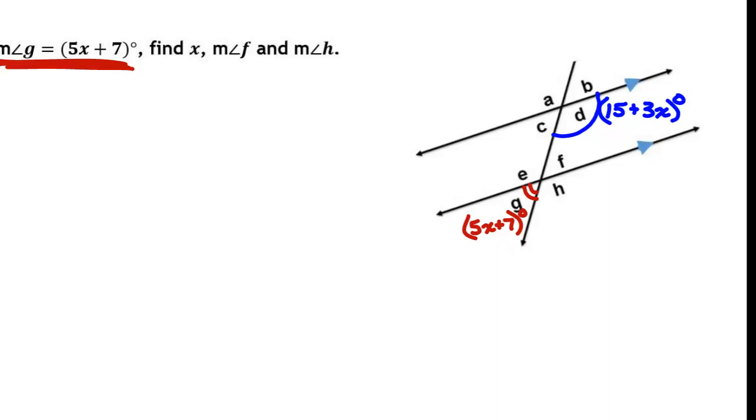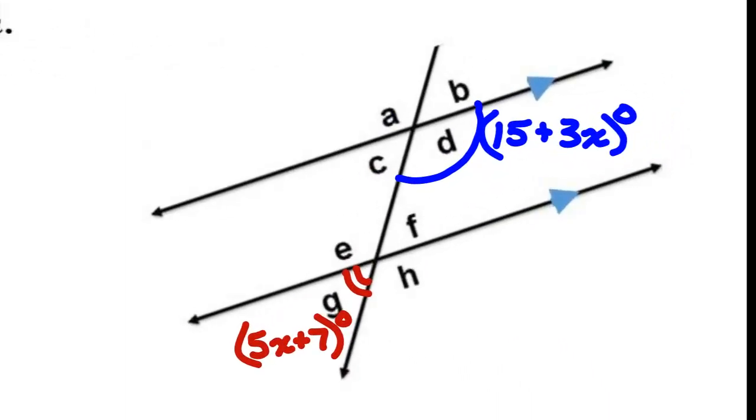This is the only one that we don't have a name for. When we have one interior, one exterior angle, if they're on the same side, we call them corresponding. One interior, one exterior. They would be in matching corners. Here they're not in matching corners. Angle D is in the lower right. Angle G is in the lower left. So I don't have a name for this one, but I still have to find a relationship here.